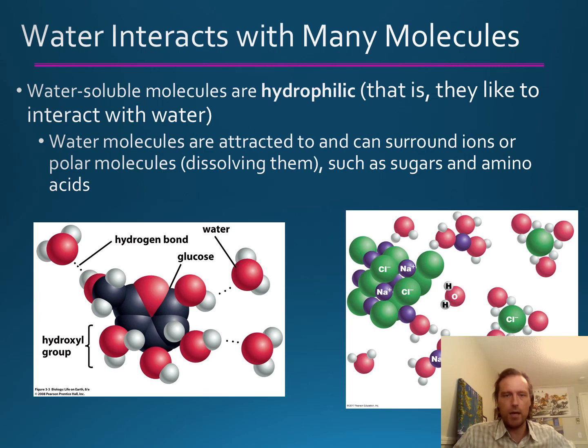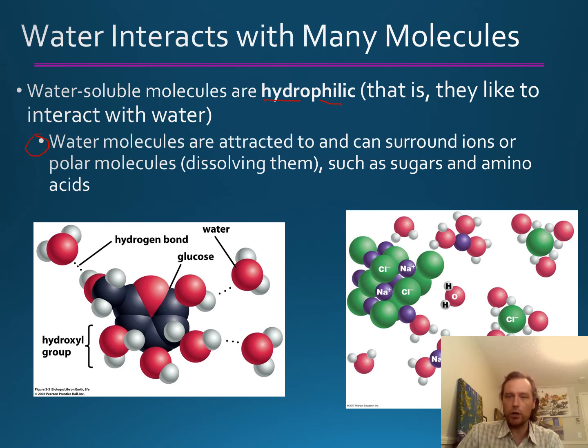Water interacts with many molecules. Bullet 1, water-soluble molecules are hydrophilic. Root words can come in handy here. Hydro means water, and phil means love. Hydrophilic, water-loving. That is, they like to interact with water. Bullet number 2, water molecules are attracted to and can surround ions or polar molecules, thus dissolving them.